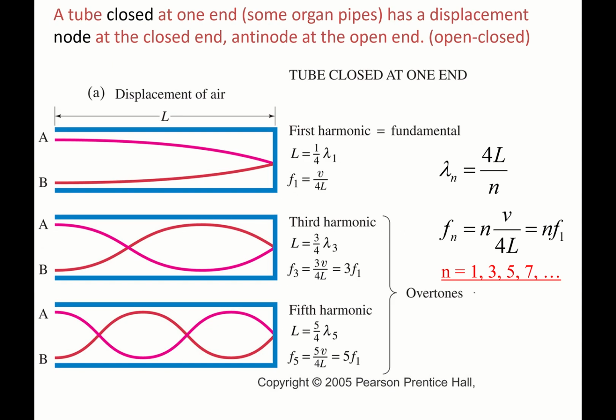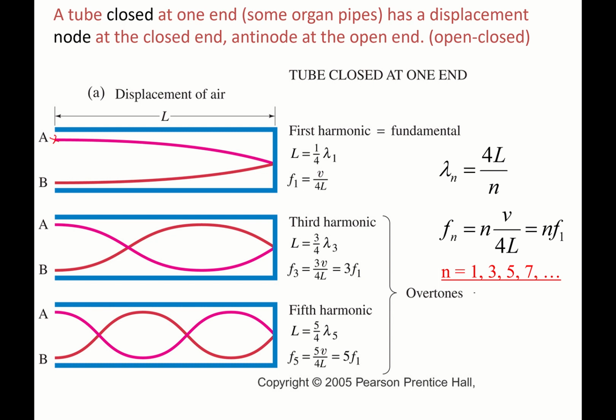If you have a tube that's closed at one end, so for example, that might be some organ pipes, then you have a node on one end and an antinode at the other end. So you have a node at the closed end, an antinode at the open end, and so that means that your first allowed frequency is actually going to be just a quarter of a wave, right?